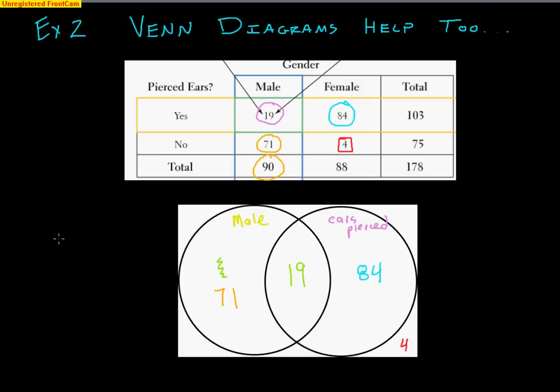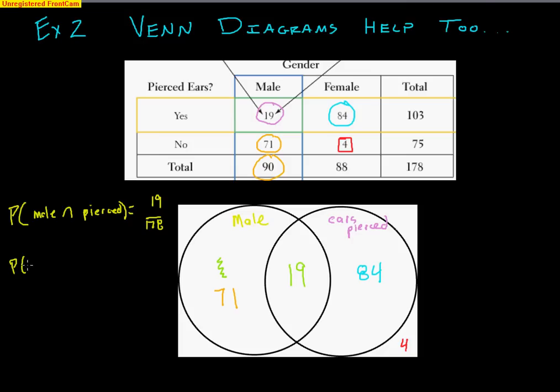Now, if I said, what's the probability that you are a male and you have your ears pierced? Well, that's easy. All you got to do is look in the middle there. 19 out of 178 people are males and have their ears pierced.